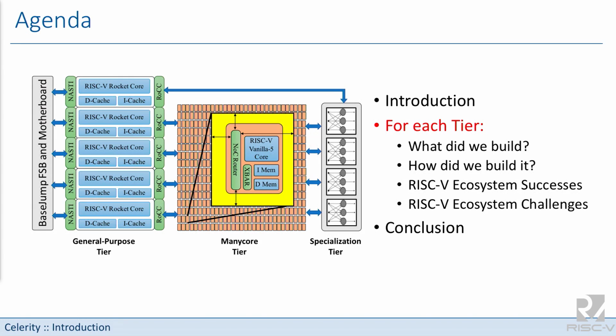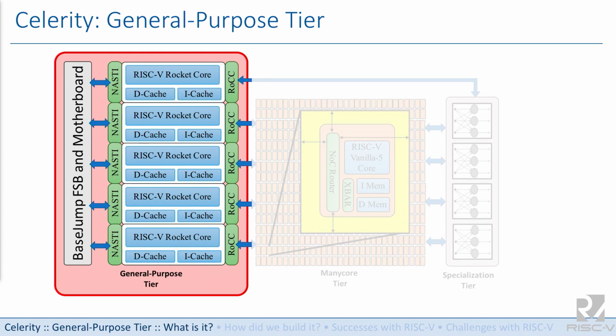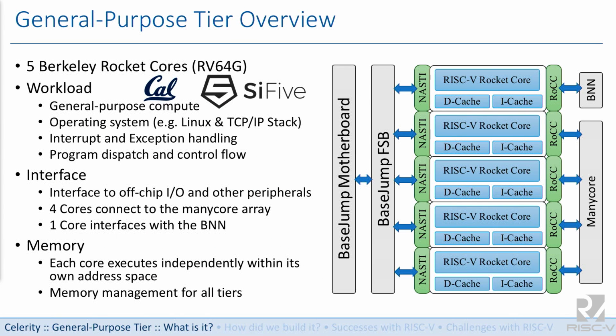Okay. So I'm going to talk about these 3 components a little more. The general purpose tier is responsible for running Linux and doing control-intensive codes, or your TCP/IP stack or SPEC-like programs. We leverage the RISC-V Rocket cores. And then we also leveraged a bunch of components from the BaseJump suite that we've been developing in my group, which includes the high-speed interface that goes off-chip to an FPGA, which provides things like DRAM and PCIe and so forth, and then also our open-source motherboard designs.